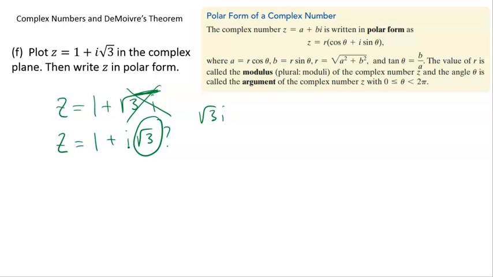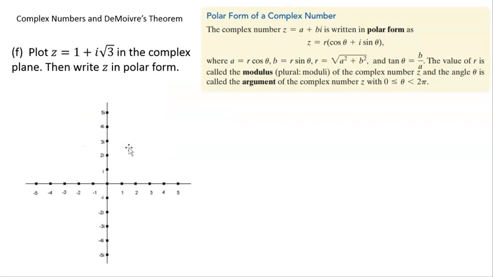So sometimes you'll see the i in the front, sometimes you'll see the i in the back, and it's really a matter of opinion, but there are more accepted ways of writing it than other ways. Okay, now what are we supposed to be doing? Not talking about that. We're supposed to be graphing, right? 1 plus i square root of 3. How am I going to graph that?